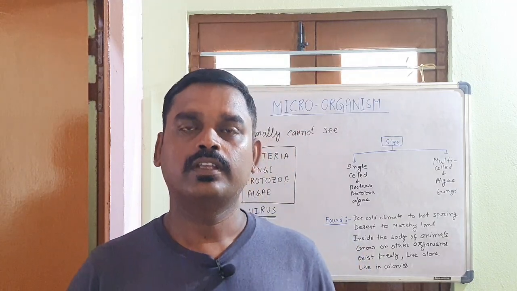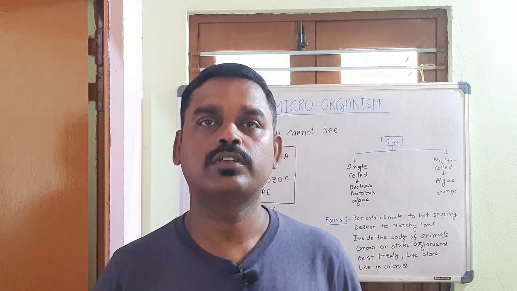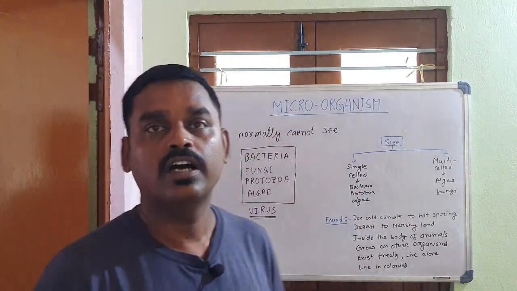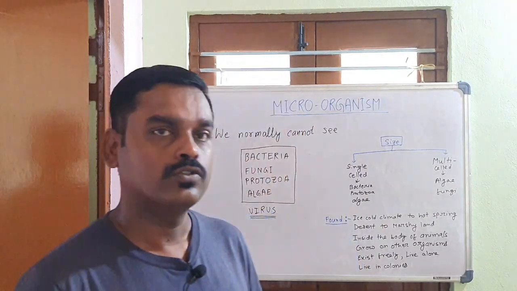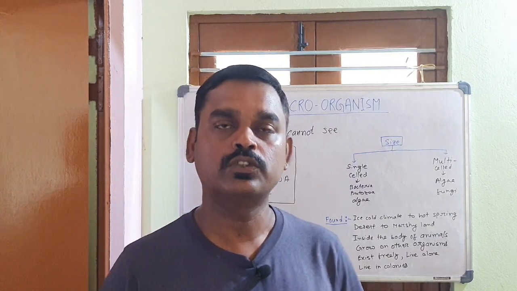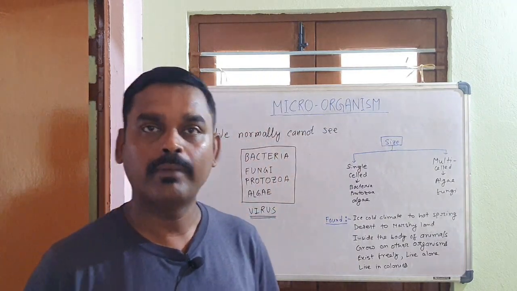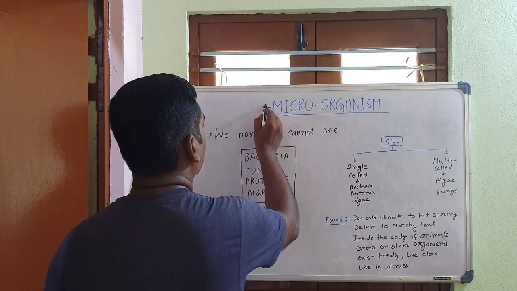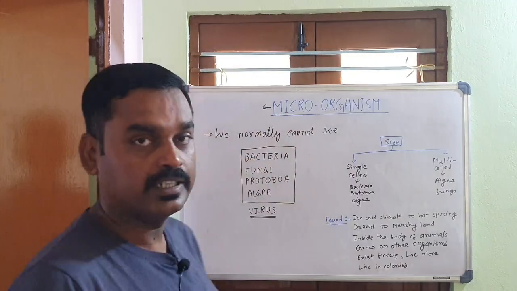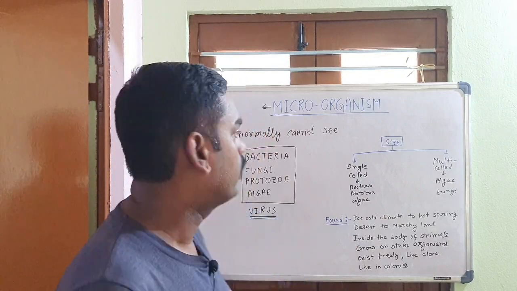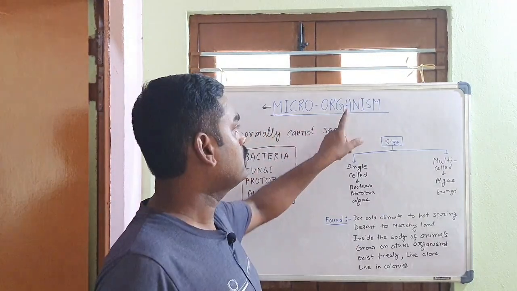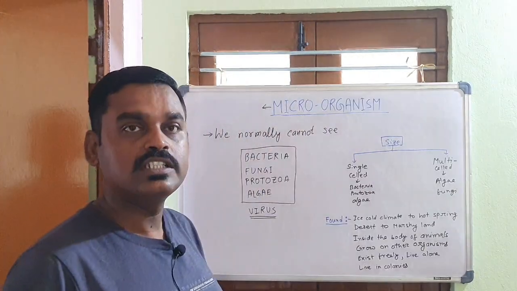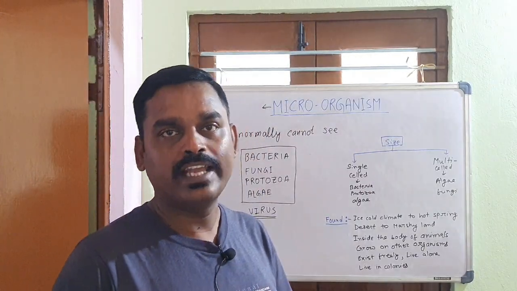Welcome students. Now we are going to discuss chapter number 2, that is microorganism, our friends and foe. So the first thing that we need to know is what is microorganism. From the name we can reveal that microorganism can be divided into two parts. First one is micro, second one is organism. If we think about the micro, then micro is so small animals.